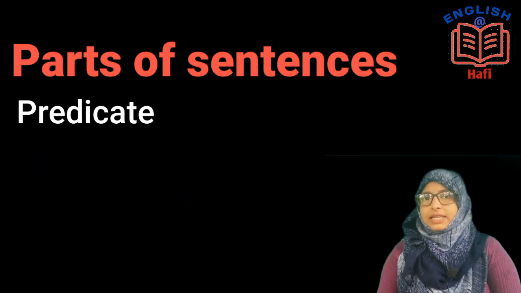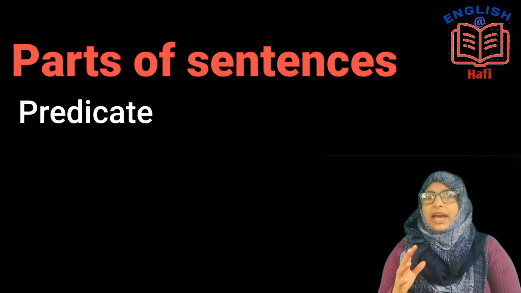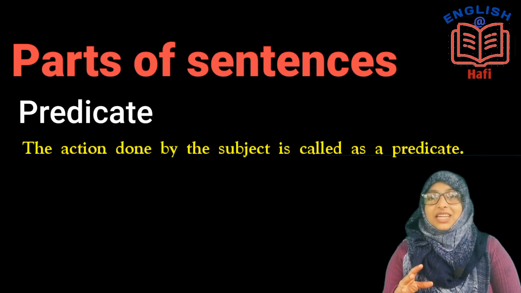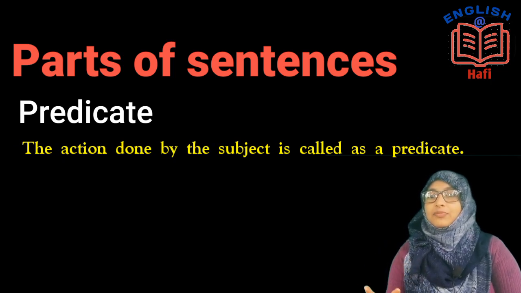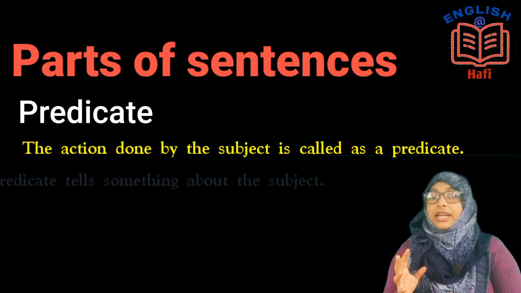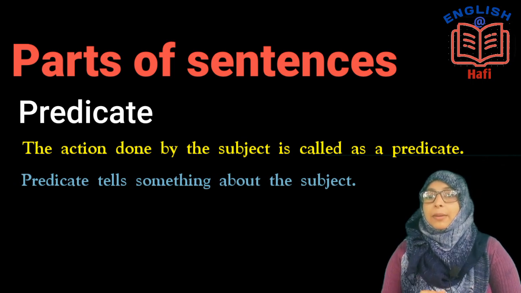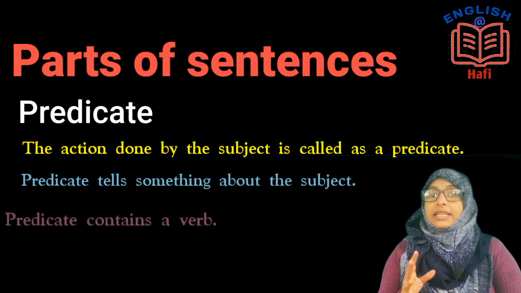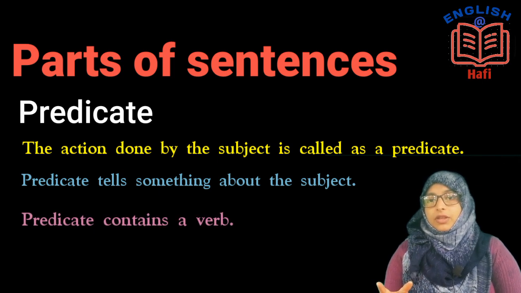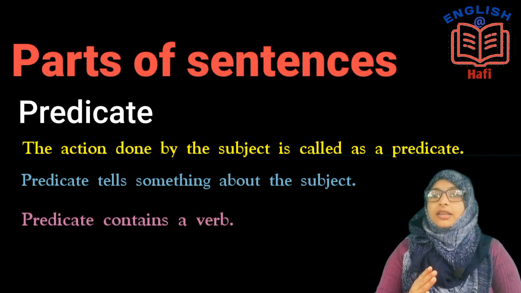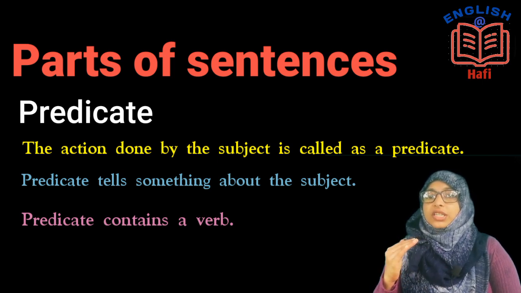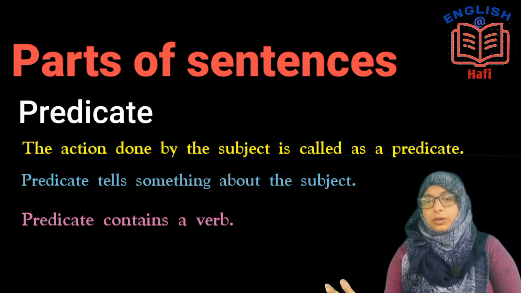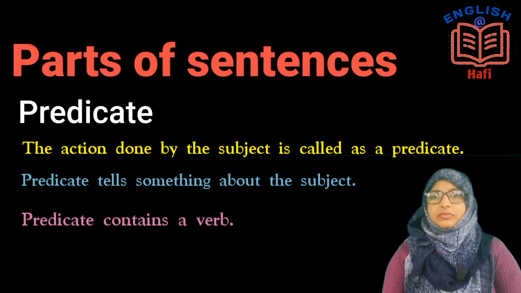So what is a predicate? The action done by the subject is called as a predicate. Predicate always tells something about the subject. Predicate contains a verb. Always a predicate contains a verb, and the words which come after the verb together become a predicate.